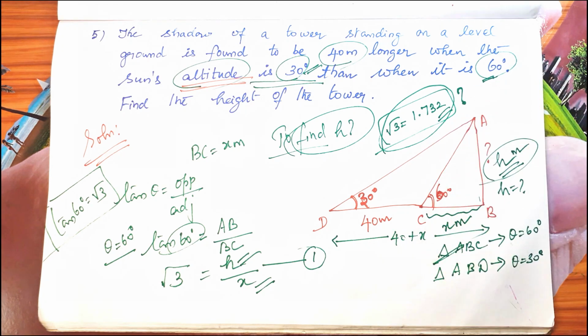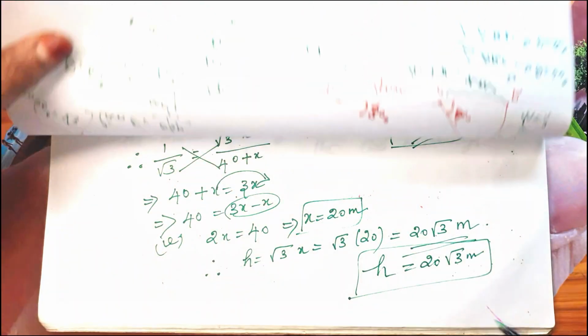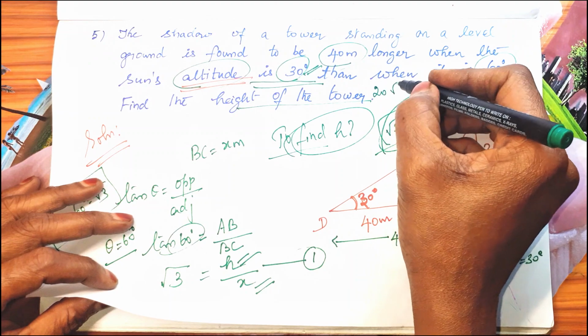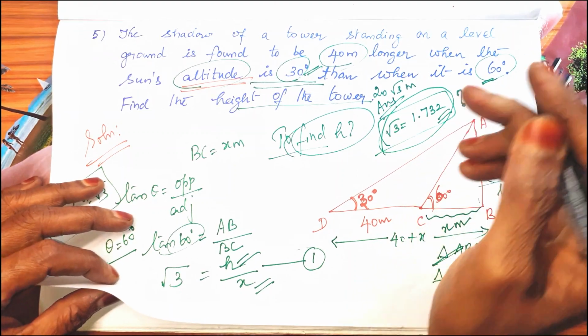Okay, come to this problem. So the height of the tower, what we got here, is 20 into root 3 meters. This is the answer for this problem. Is it clear?